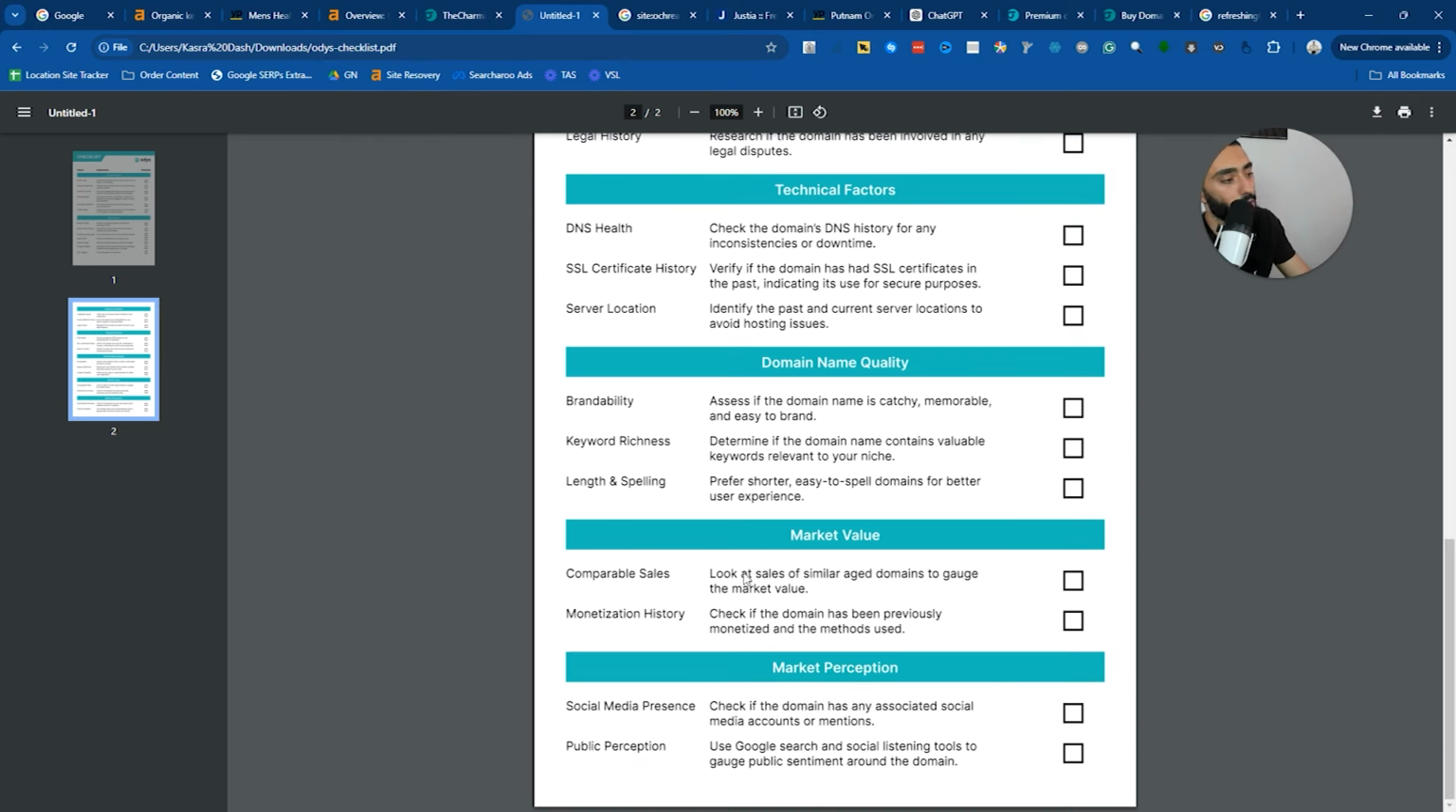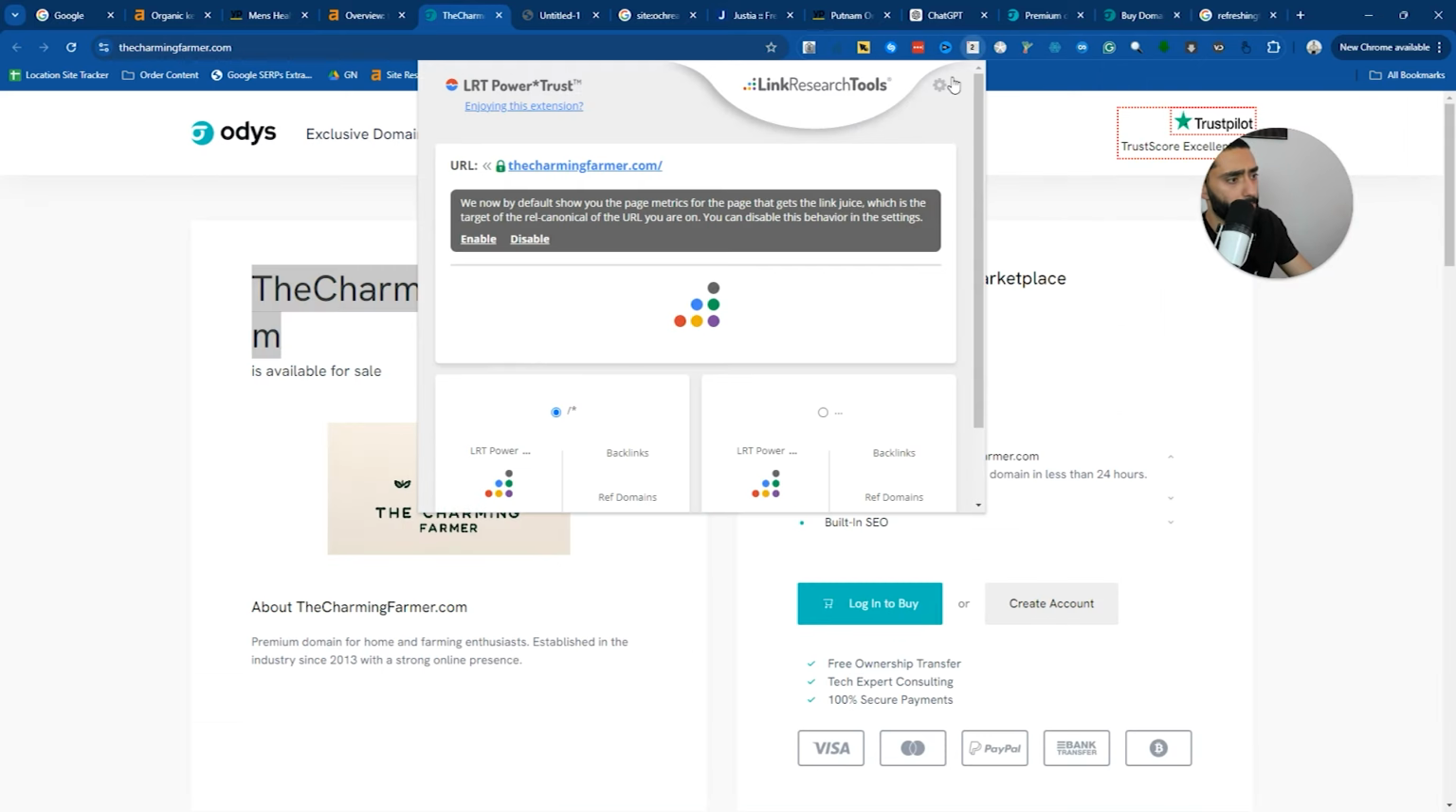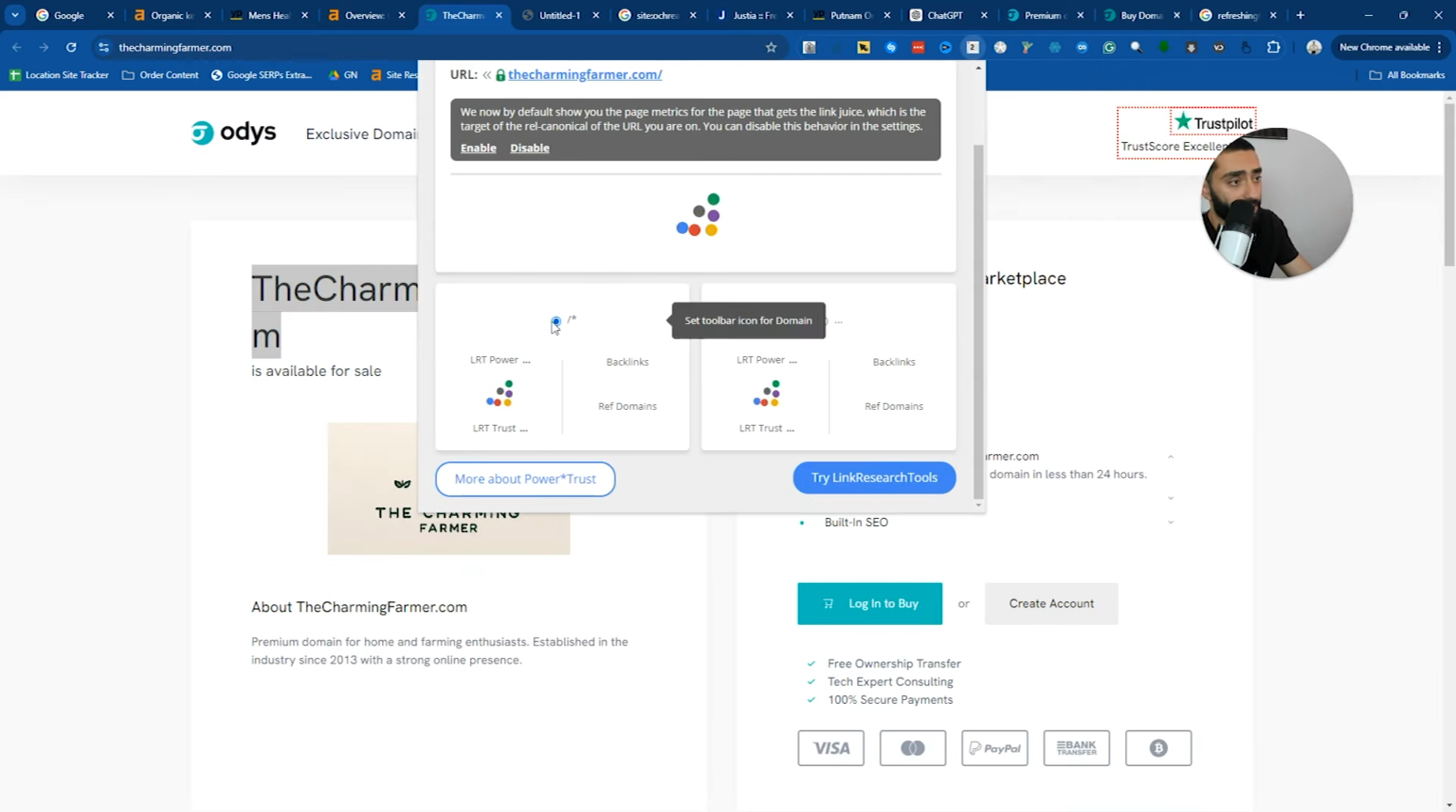Market value, so look at similar age domains to gauge the market value. Like what I mentioned before, if you're gauging the market value, install that Chrome extension, because you're going to get a much bigger bang for your buck by looking at the actual backlinks and the referring domains that this tells you, not necessarily only looking at Ahrefs.